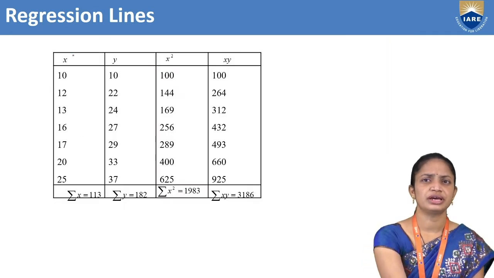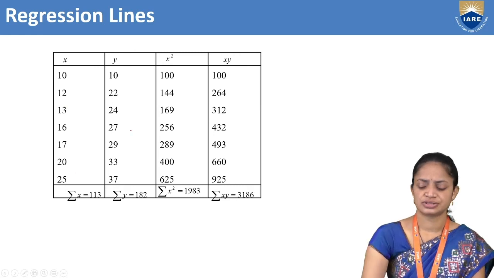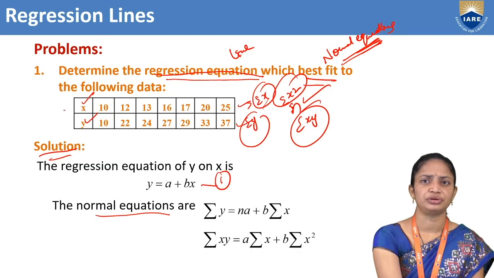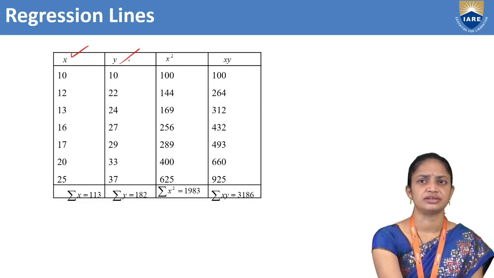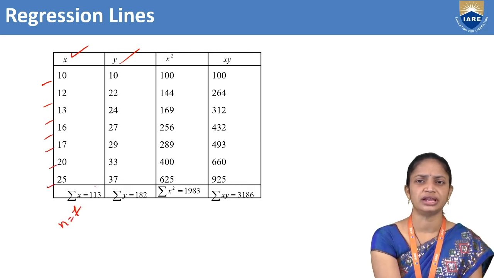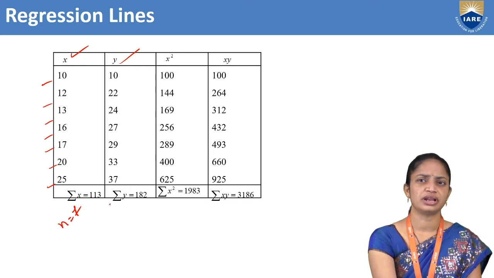Here they have given the x values, so from the data we have to take the x values and y values. These are the x values and these are the y values. How many values are there? 1, 2, 3, 4, 5, 6, 7. So that means n equal to 7.